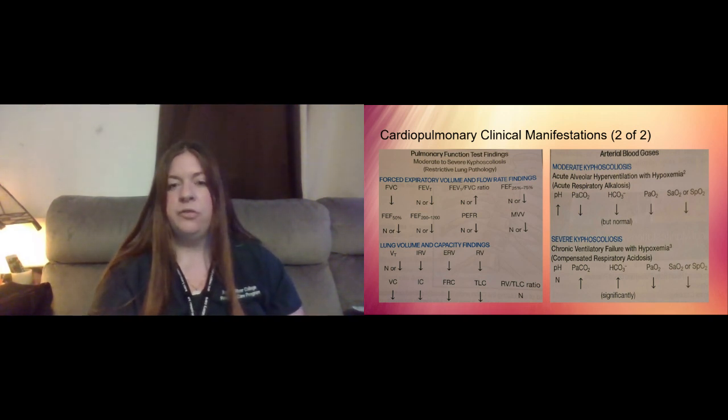For severe kyphoscoliosis, which is chronic ventilatory failure with hypoxemia, also known as compensated respiratory acidosis, we're going to see a normal pH, an increase in the PaCO2, a significantly higher bicarb, a decrease in the PaO2, and a decrease in the SaO2 or SpO2.